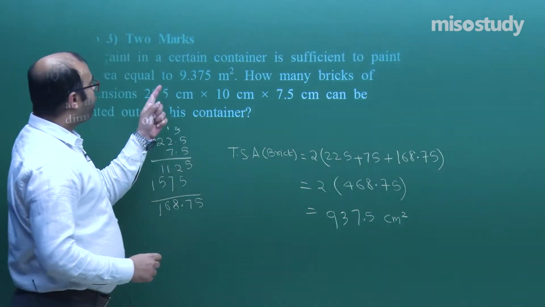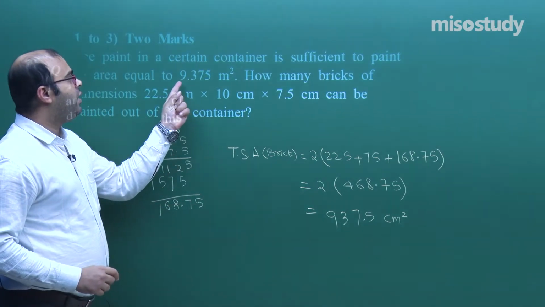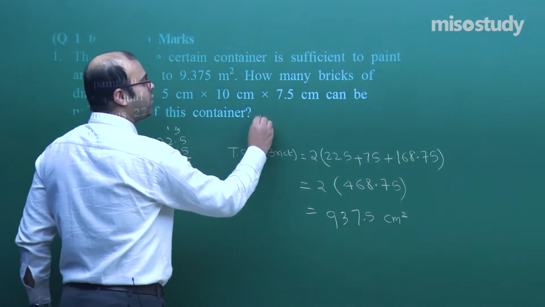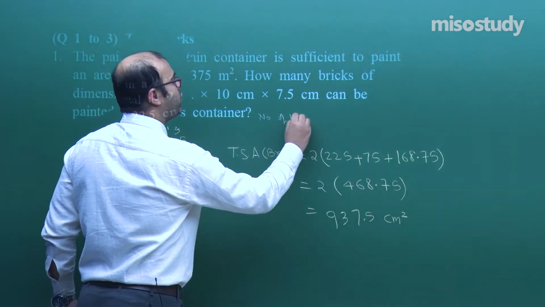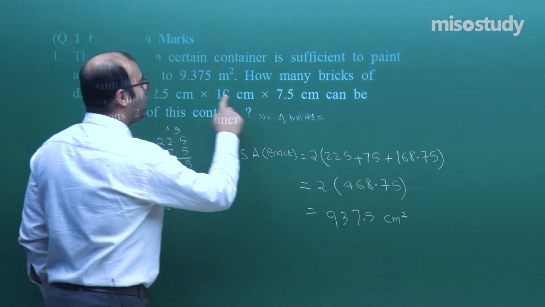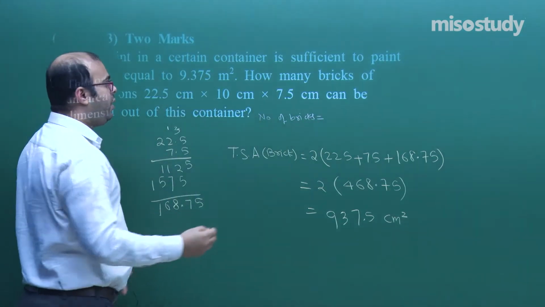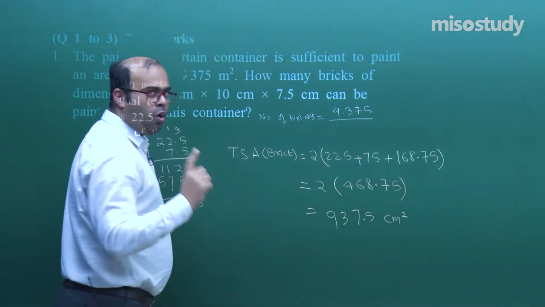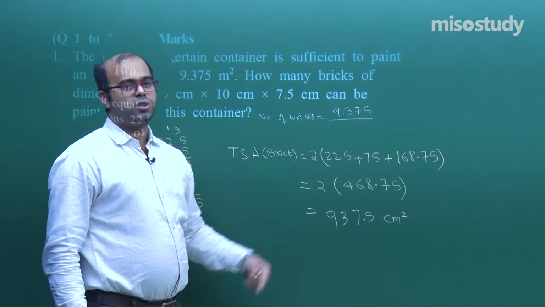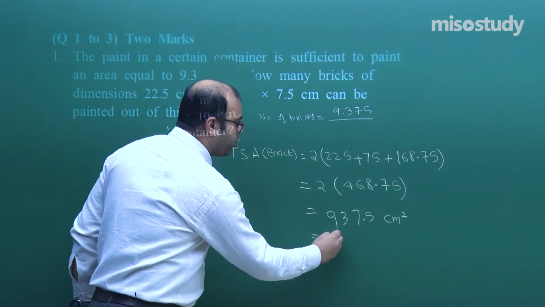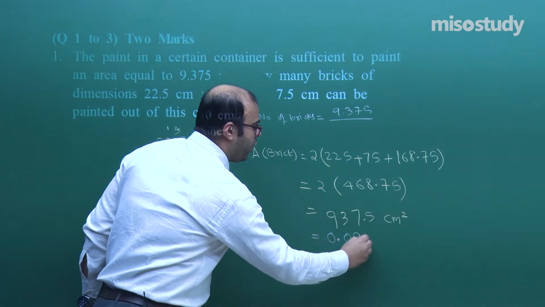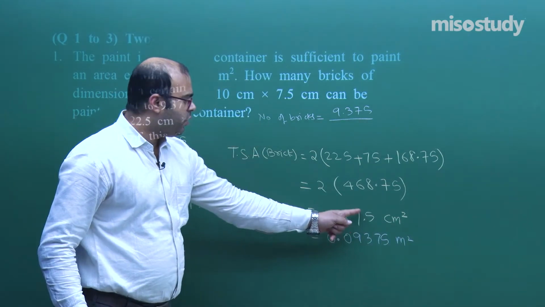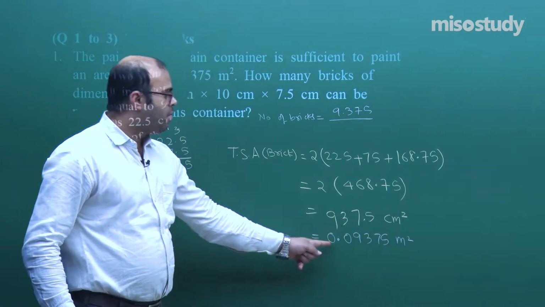Now, you have the total surface area which you can paint, which is 9.375 meter square. So, how many bricks can you paint? The number of bricks that you can paint is the total surface area that we can paint, that is 9.375, divided by the surface area of one brick. This is in centimeter square, so we will change it into meter square. This will become 0.09375 meter square, students, because the decimal will move 4 places.